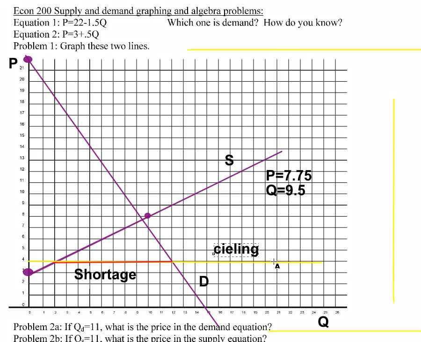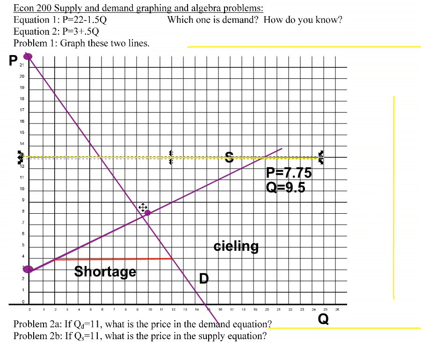Now, let's look at the other hand. What if instead the government passed a law saying that instead of the price being $7.75, the price is going to be much higher? Let's see what will happen in that case. Let's say the government says instead of $7.75, we want to help the business people out. We're going to raise the price up to $13. Let's see what happens.